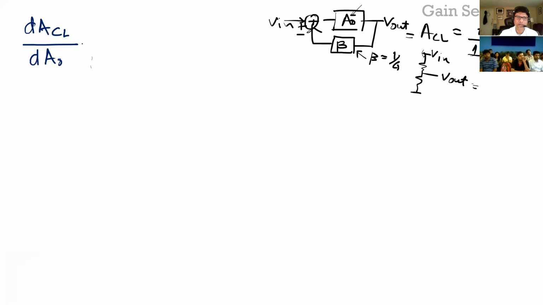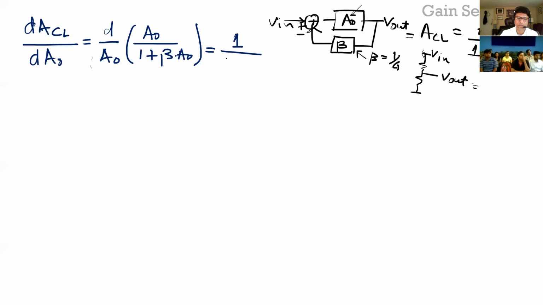Okay, so I'll just show you the direct result of it. Basically what we want to see is the sensitivity of the closed loop transfer function as A naught is varying. And like I said, the closed loop transfer function is A naught over 1 plus beta times A naught. And if you solve the entire thing, you're going to get 1 plus beta times A naught whole square. So you can see that if this term is really large, then the sensitivity, the change of the closed loop gain to open loop gain, is very small.